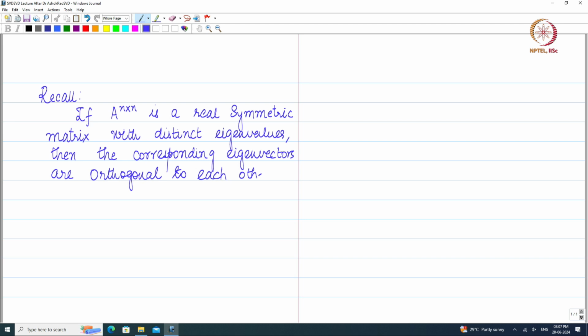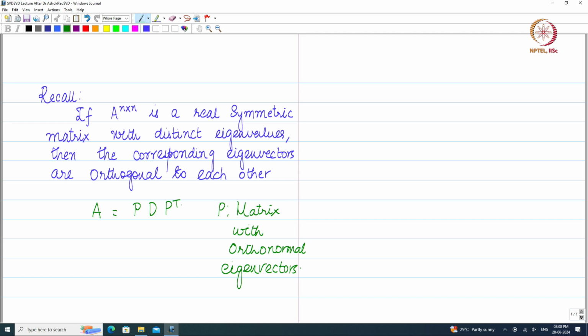And we said the orthogonal decomposition of this matrix A, a real symmetric matrix, is given by A equals P D P transpose, where P is the matrix with orthonormal eigenvectors. This is what we had, right?